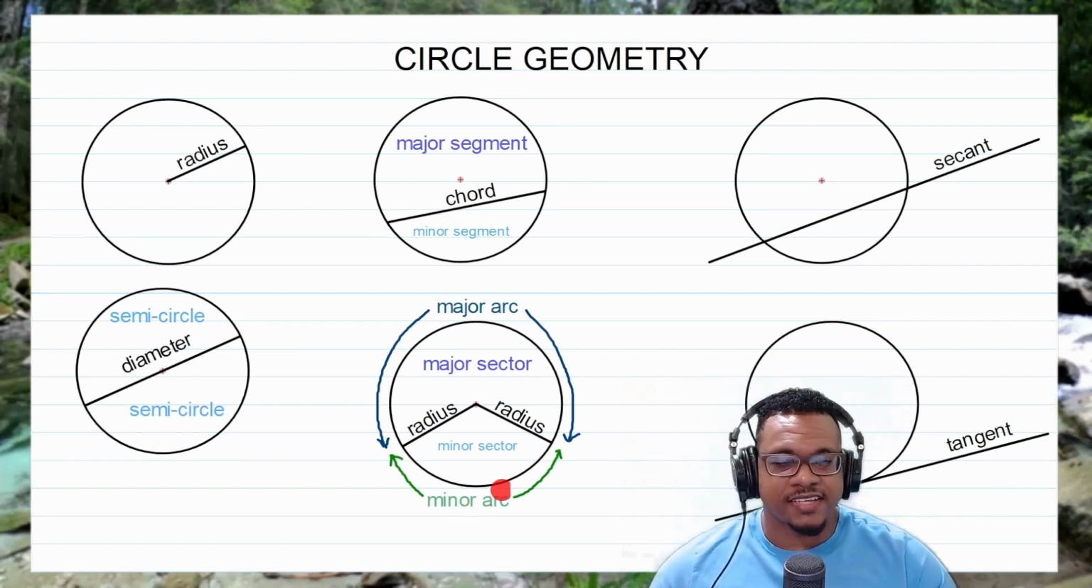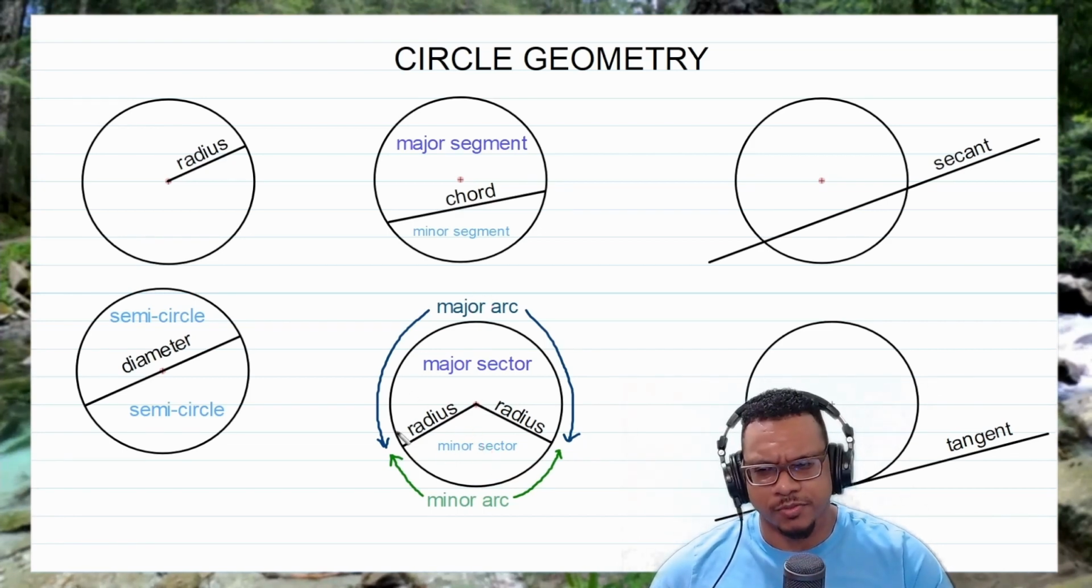Now the part of the circumference that's from here to here will be called the minor arc. So the minor arc is a distance, while the minor sector is an area. Likewise, the major arc will be the distance from here all the way around to here. So the major arc is the longer distance, while the minor arc is the shorter distance. So again, the major arc is a length, while the major sector is an area.